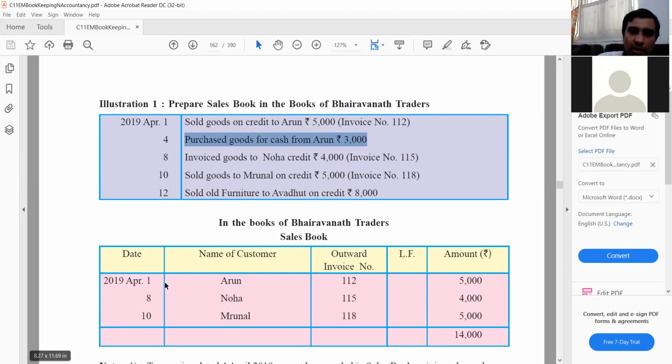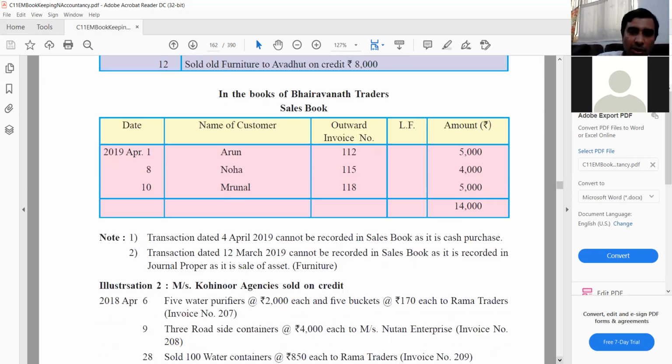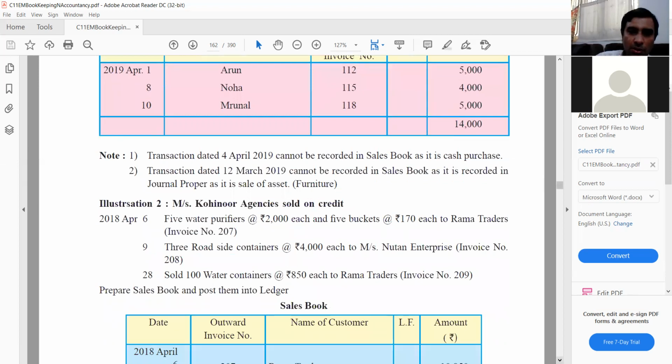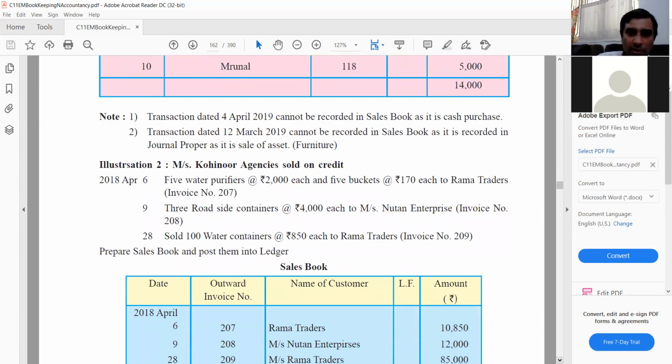You can see the format: date, name of the customer, outward invoice number, and amount. So all of this has to be filled in to get your marks. Illustration 2, very simple, right? Very similar to your purchase examples from the textbook, right? 5 water purifiers at the rate of 2,000 each and 5 buckets at the rate of 170 each were sold to Ram Traders. So 5 times 2,000 is 10,000, and 5 times 170 is 850. So 10,850.